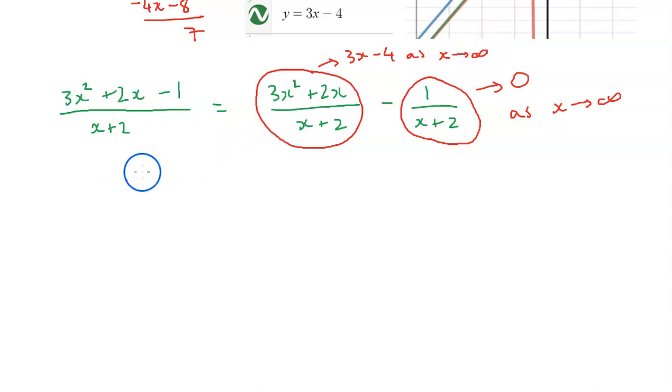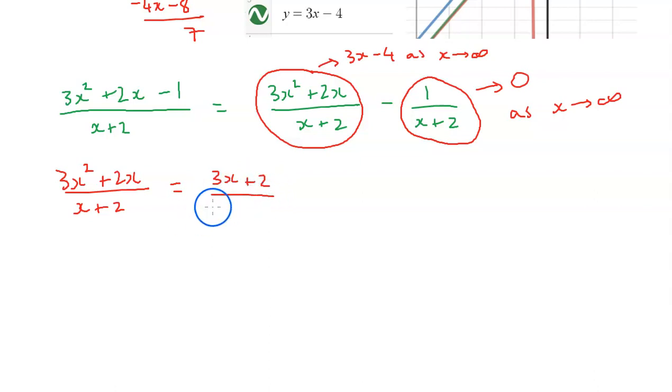And again, we still have the same situation. (3x squared plus 2x) divided by (x plus 2) is equal to (3x plus 2) divided by (1 plus 2 over x), for x does not equal 0. And we could do the same polynomial division argument to show that this thing really does go towards 3x minus 4. But let's look at it in a different way this time.